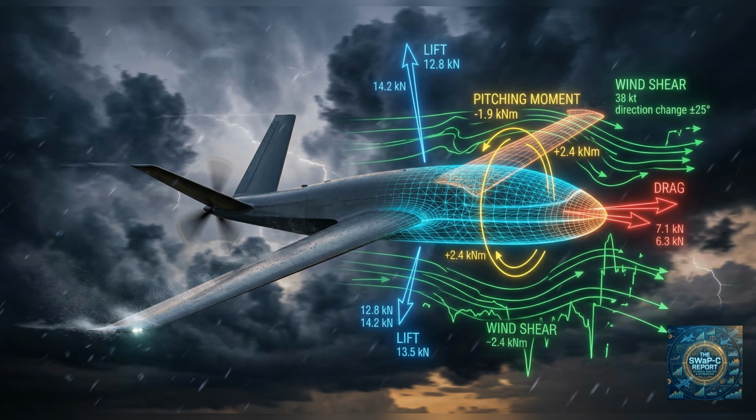Despite the millions of dollars poured into composite airframes and advanced sensor payloads, an estimated 90 to 97% of commercial and industrial UAVs are still flying on legacy proportional integral derivative, or PID, control algorithms. Today on the SWaP-C report, we are going to dissect exactly why the traditional PID controller is a dead end for high-performance autonomous flight, and how advanced multivariable architectures, specifically the Linear Quadratic Regulator and Nonlinear Model Predictive Control, are completely rewriting the rules of aerial robotics.